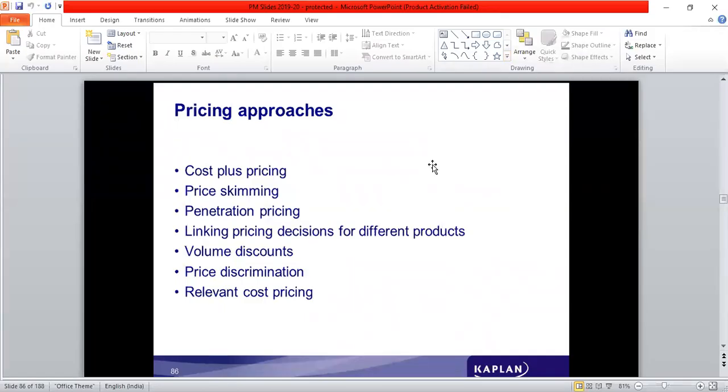The next topic what we have is pricing approaches. What are the various pricing approaches is what we will look into.